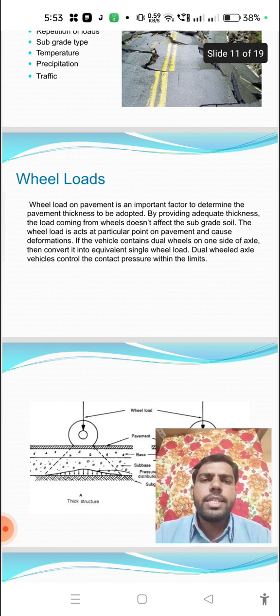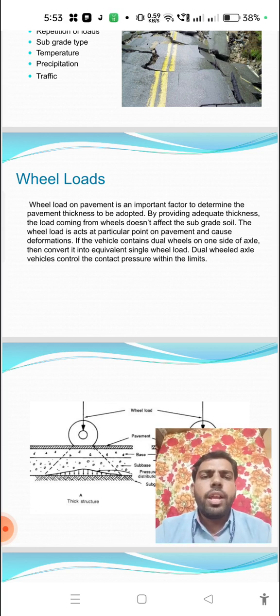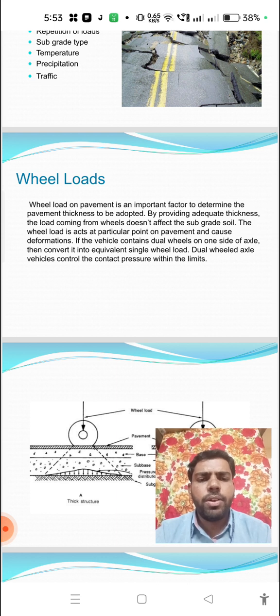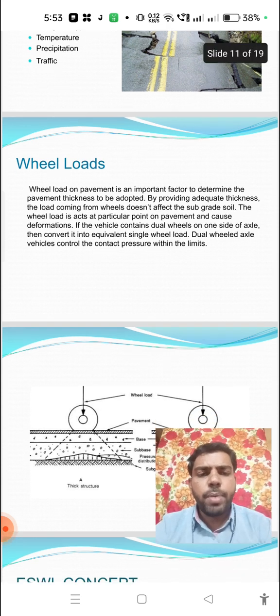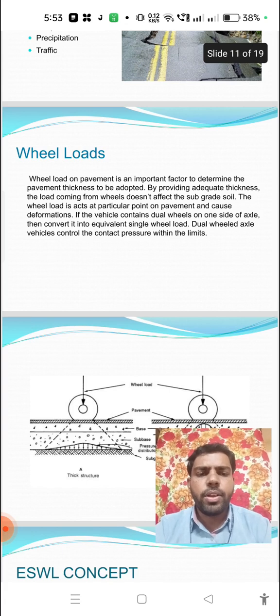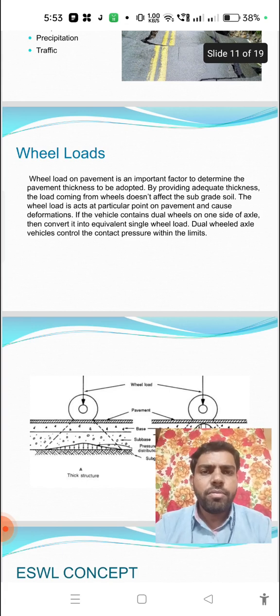First of all, we consider the wheel load. The wheel load plays a major role in the design of the pavement. To determine the total wheel load, we conduct different types of surveys. Based upon the surveys only, we consider the total wheel load acting on the pavement. That load condition is used in deciding the thickness of the pavement to be provided at that location.